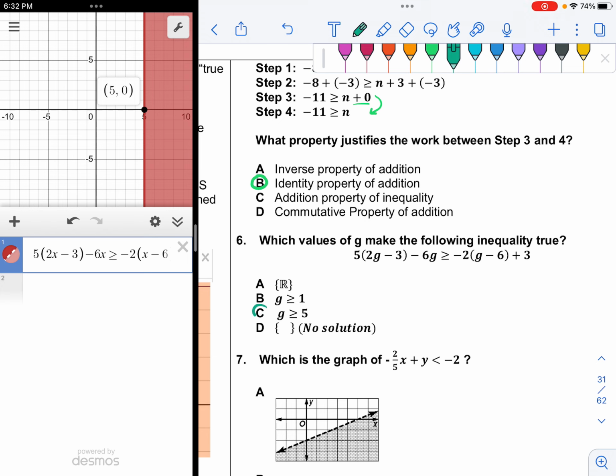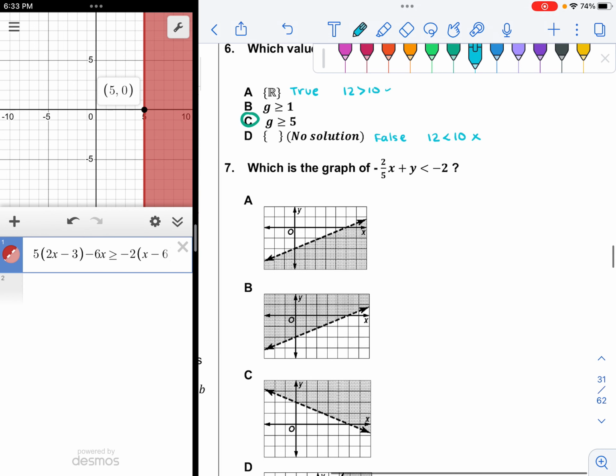In case you're wondering when it might be all real solutions or no solutions, you can see that empty set there. The graph is not going to show if it's all real or no solution. So that's when you're going to solve it. Remember, all real solutions, that's if you get a true statement. So for instance, 12 is greater than 10. That's a true statement, so that would mean it's all real. No solution is if you get a false statement. So that's if you get something like 12 is less than 10. That is not a true statement, so that would not be a solution.